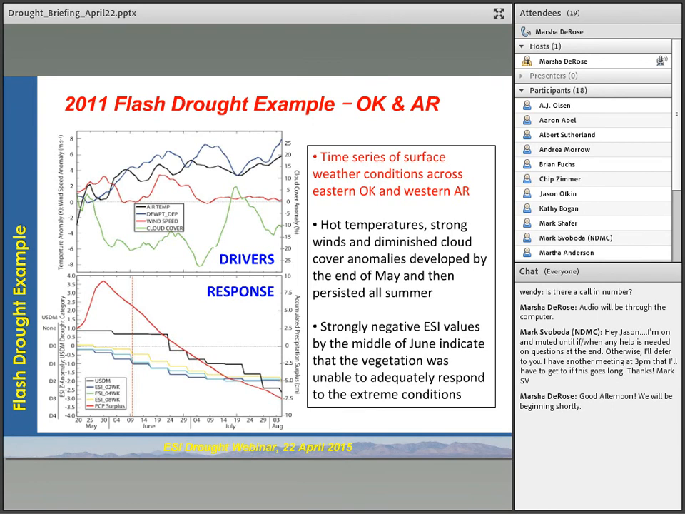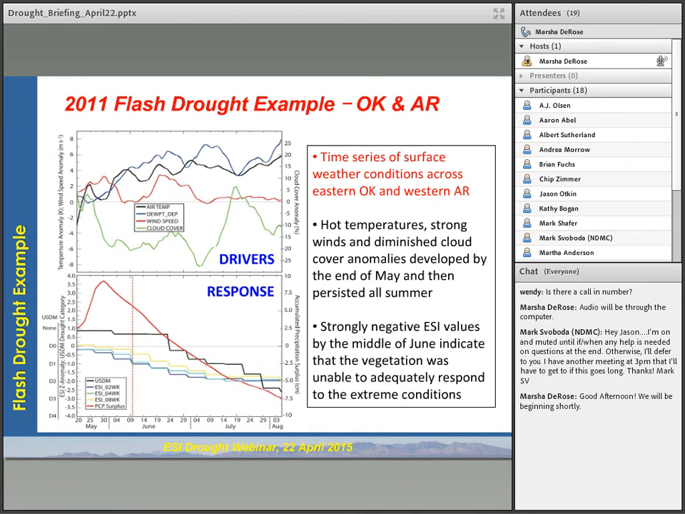Okay, this slide shows time series of daily surface meteorological conditions averaged over eastern Oklahoma and western Arkansas from the end of May until the first week of August. The top panel shows anomalies in surface temperature in black, dew point depression in blue, wind speed in red, and cloud cover in green. The bottom panel shows the rainfall departure in red.